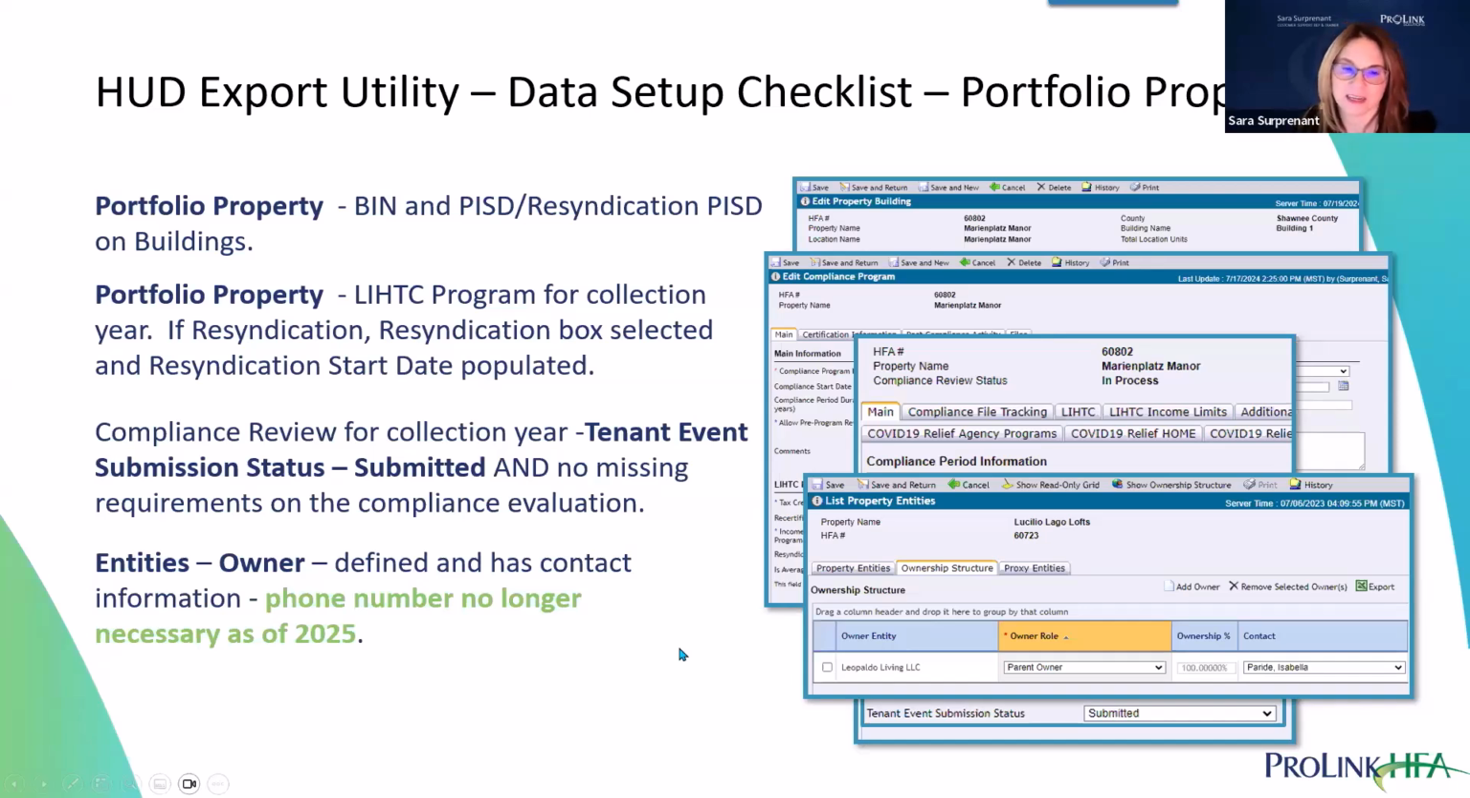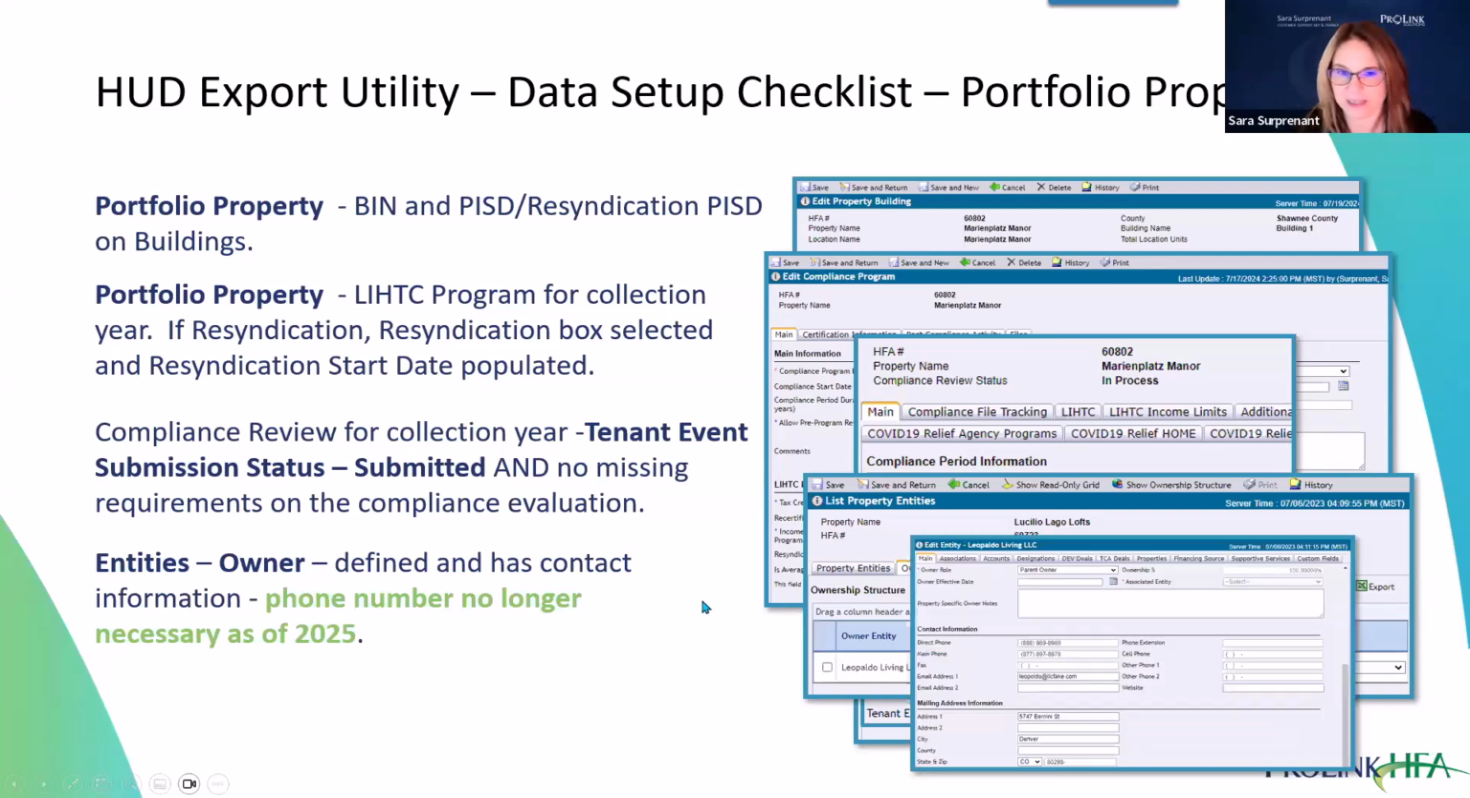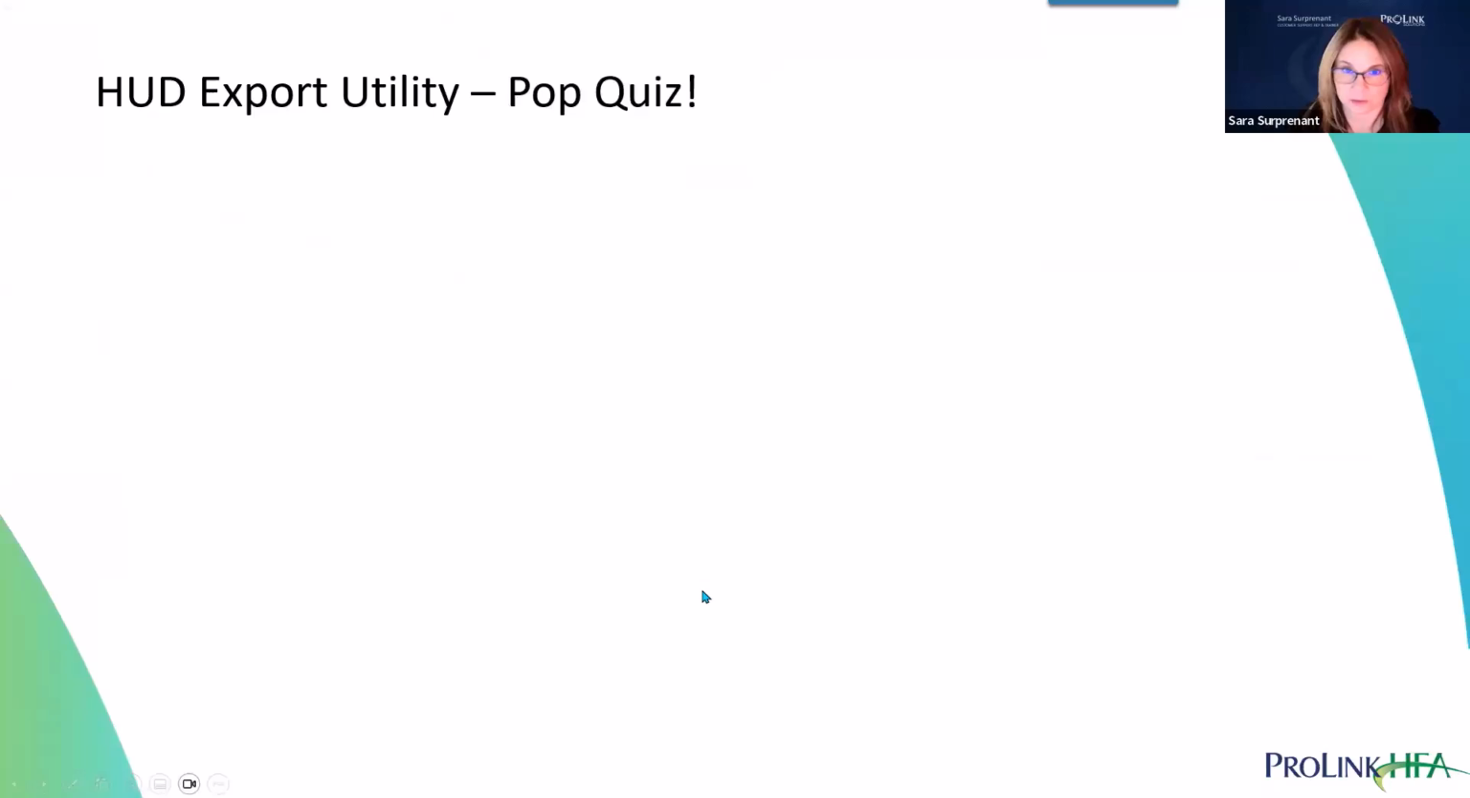Entities, owner is defined and has some contact information, but I feel like there's a lot of people going to be cheering about this one thing. You don't need the phone number any longer as of 2025. I know there are many times where you had to go out and populate the phone number on the owner because that was showing up as a missing data issue when you would upload to HUD. It would be like, oh, you're missing this phone number. We don't have to worry about the phone number anymore. So everybody just applaud. One less thing, with all the things we added. I know the HUD export giveth, the HUD export taketh away.